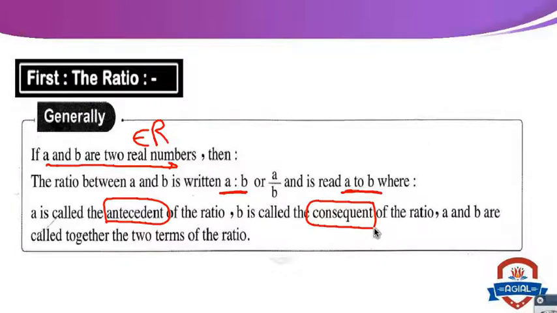Again, if A and B are two real numbers, then the ratio between A and B is written A to B or A over B, and is read A to B, where A is called the antecedent of the ratio, B is called the consequent of the ratio.